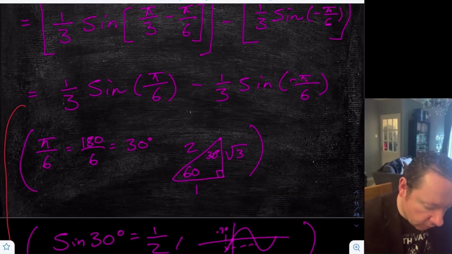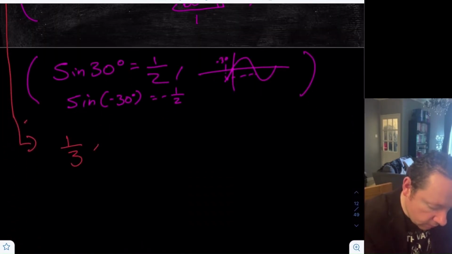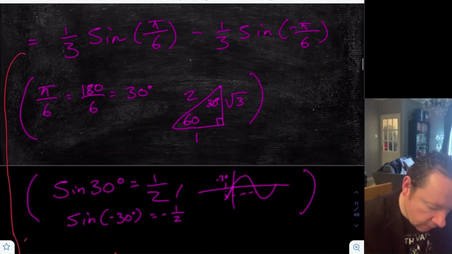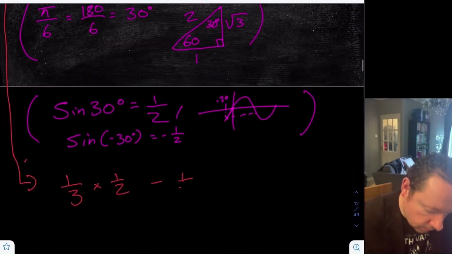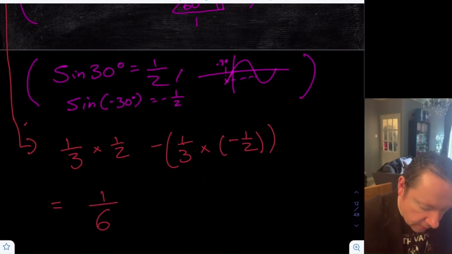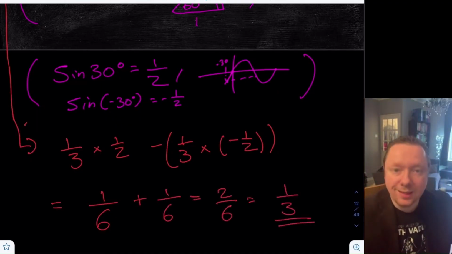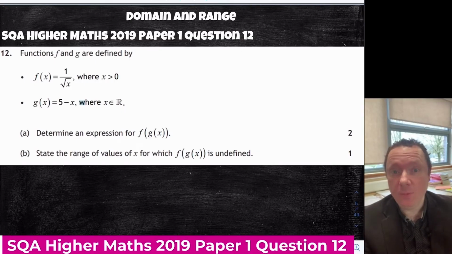1/3 of the sine of 30, so 1/3 times a half, minus 1/3 times minus a half. So a third times a half is a sixth, a third times minus a half is minus a sixth, so plus another sixth because of minus times a minus, that is 2/6, that is 1/3. And we're done there. SQA Higher Maths 2019, Paper 1, Question 12.